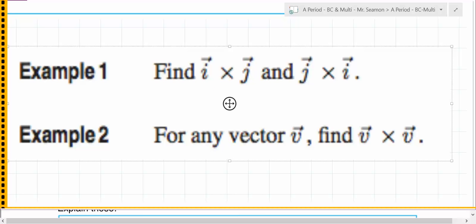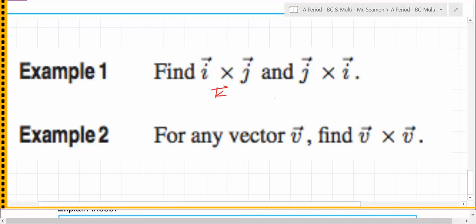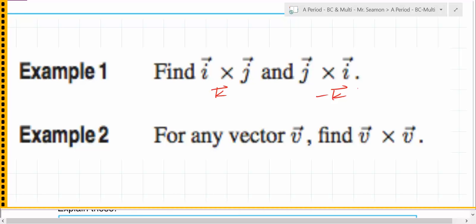Jesse? K. It is going to be k, indeed, right. But what happens if you go from j to I? Negative k, that's right. And do you remember what the rule is called? I mentioned it very briefly, and you might have read it. It's called the right-hand rule. If you take your right hand and you sweep from the vector you're starting with to the one that you're crossing to, whatever direction your thumb is pointing in is the direction of that vector.